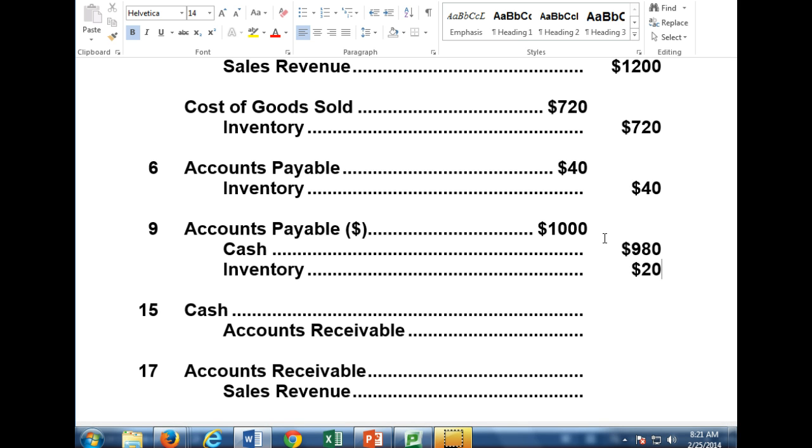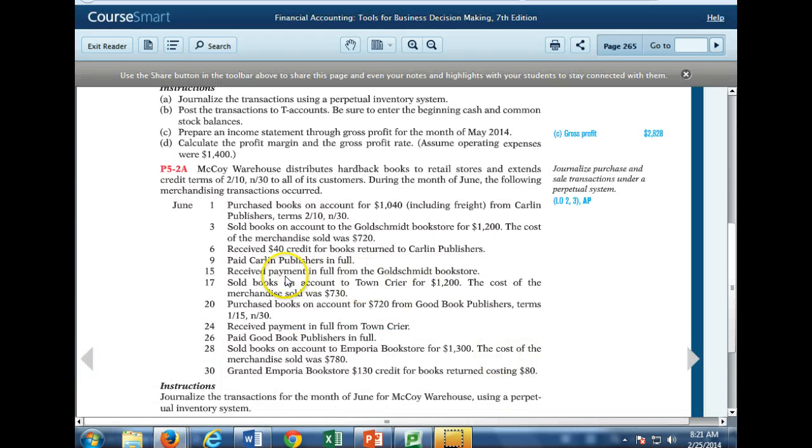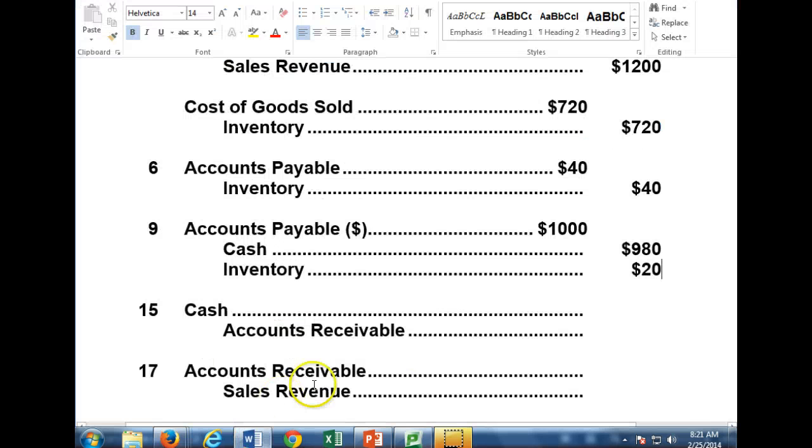The next one is going to be received payment in full from the Goldschmidt Bookstore. On the 15th, did they take advantage of the discount? They did not. So we received payment of how much? 1,200? And we're going to reduce our accounts receivable by 1,200 from up here, since the transaction was completed, okay? Make sense?